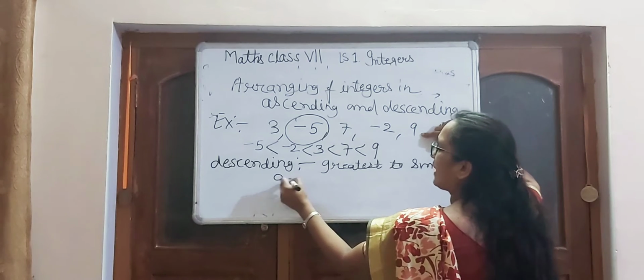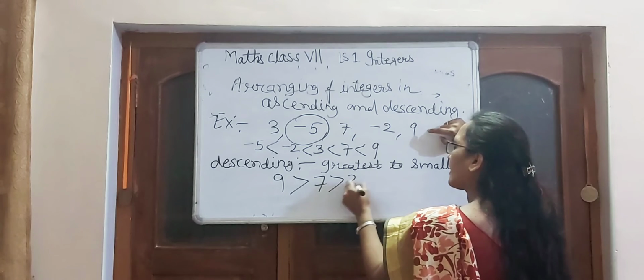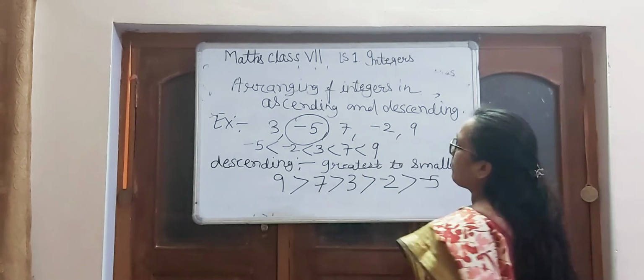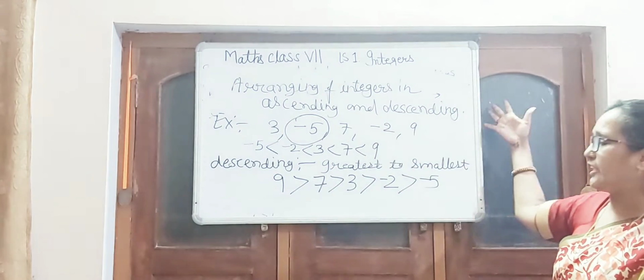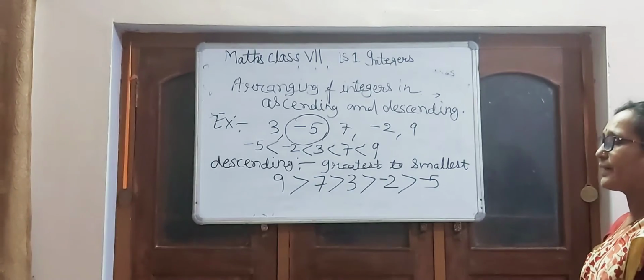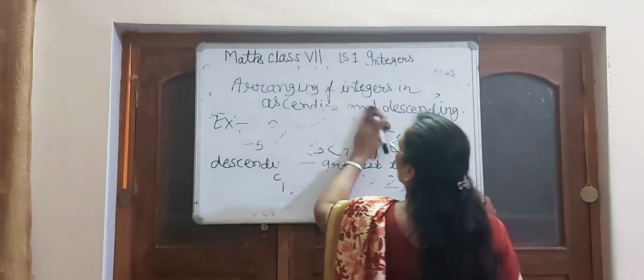So we will write 9 is greater than 7, 7 is greater than 3, 3 is greater than minus 2, and minus 2 is greater than minus 5. So in this way we will arrange the integers in ascending and descending order. Understood better? Okay.